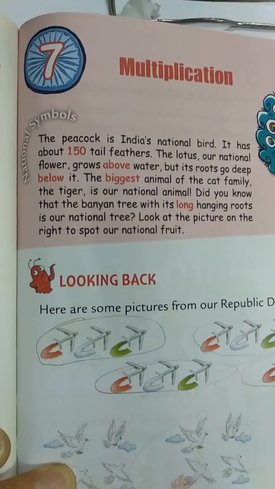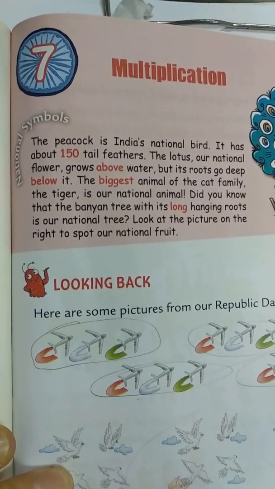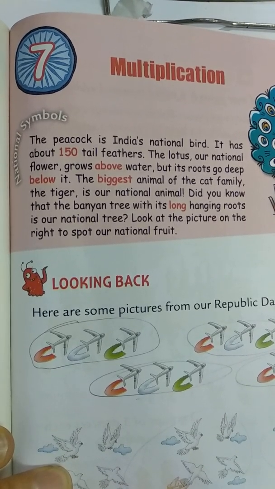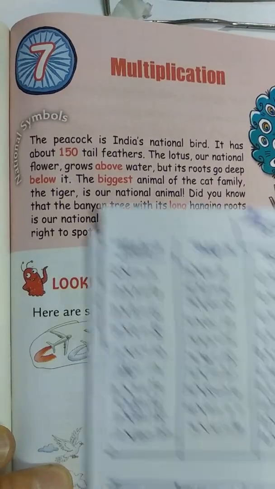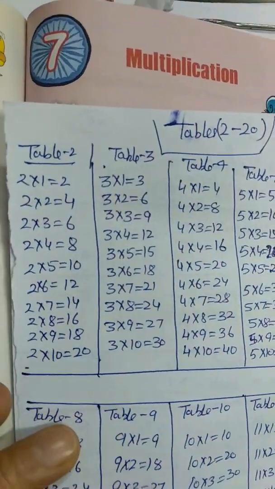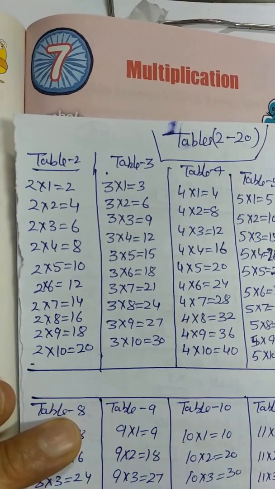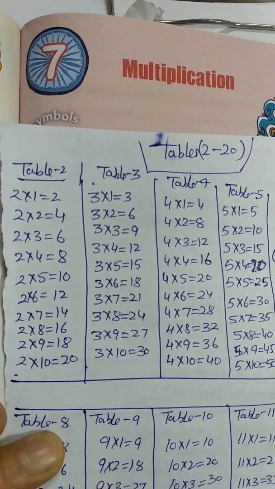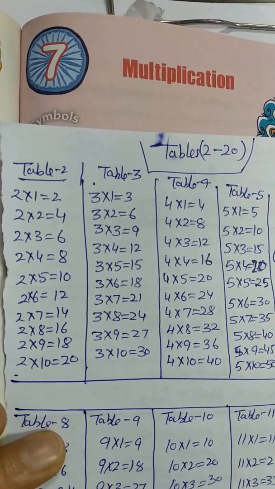Hi children, today we'll start chapter 7, that is multiplication. You know children, in class 2 you have to learn the tables up to 15. I will share one video to learn the tables in the rhyming way, as we did already in class 1. So here also I have written the tables. You can write all these tables in the notebook.